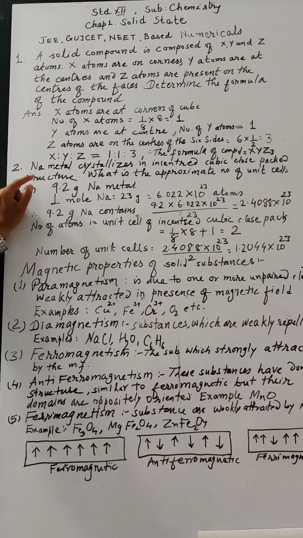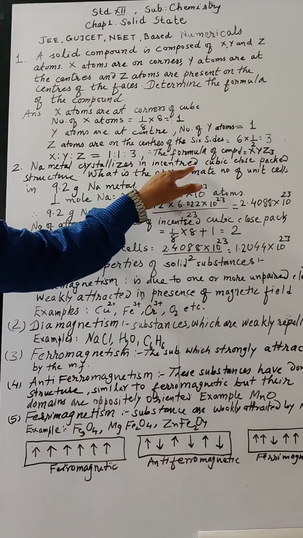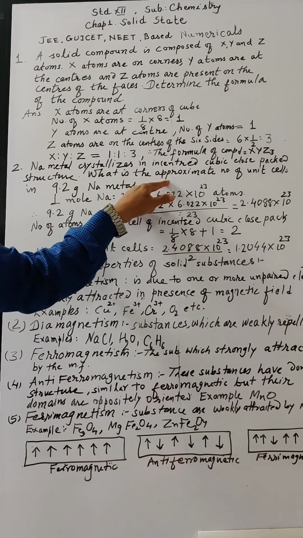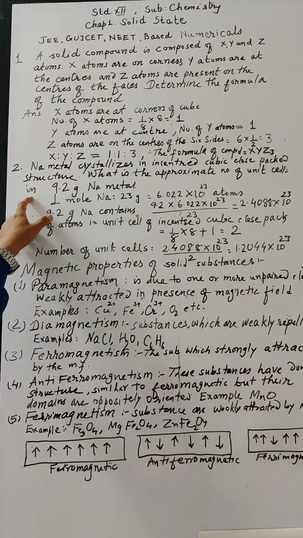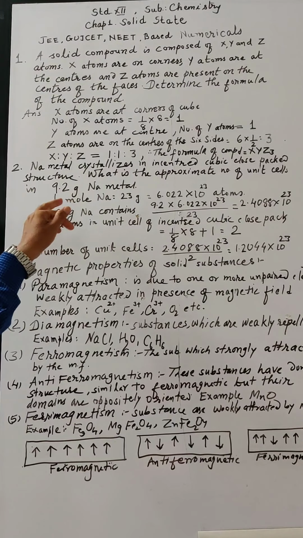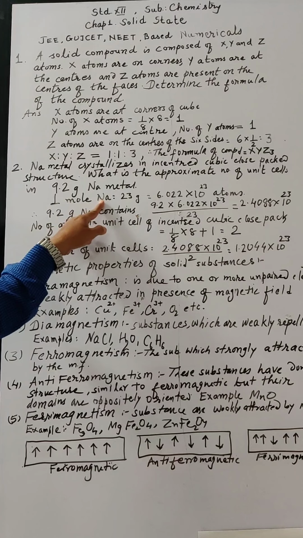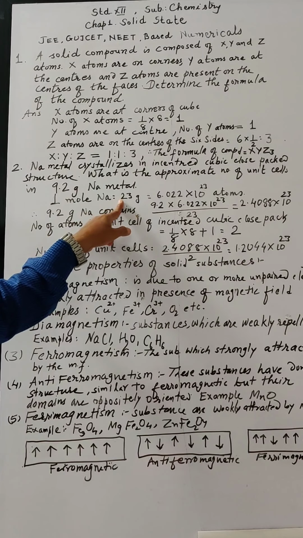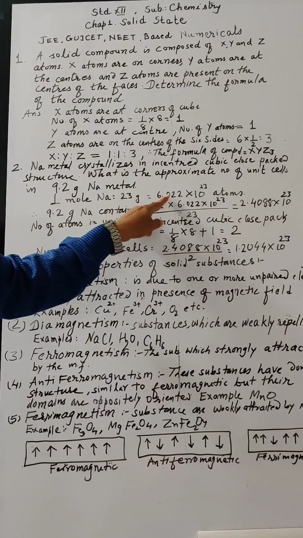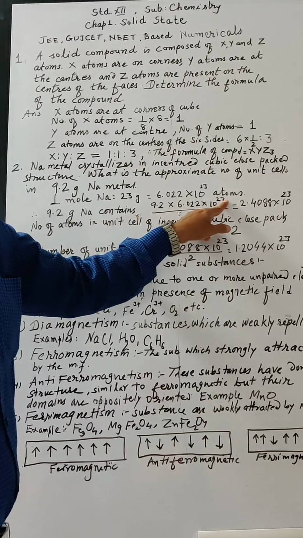Another numerical, sodium metal crystallizes in the body centered cubic close packed structure. What is the approximate number of unit cells in 9.2 gram sodium metal? So answer is 1 mole sodium means Na is equal to 23 gram Na, which means 6.022 into 10 raised to 23 atoms, Avogadro number.